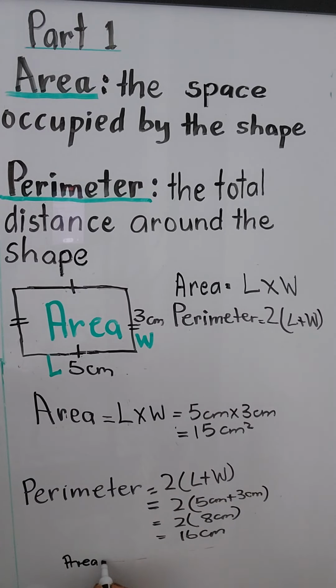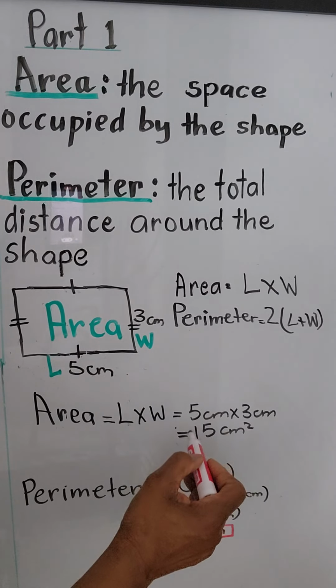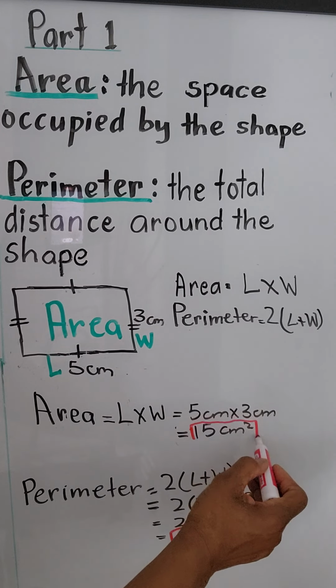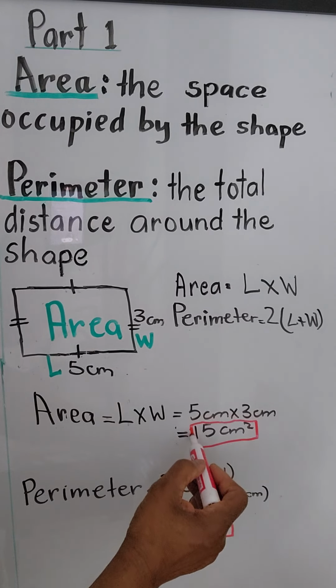Area: 15 centimeters square. Okay, so just go ahead and indicate it right here. Perimeter: 16 centimeter, and area: 15 centimeters square.